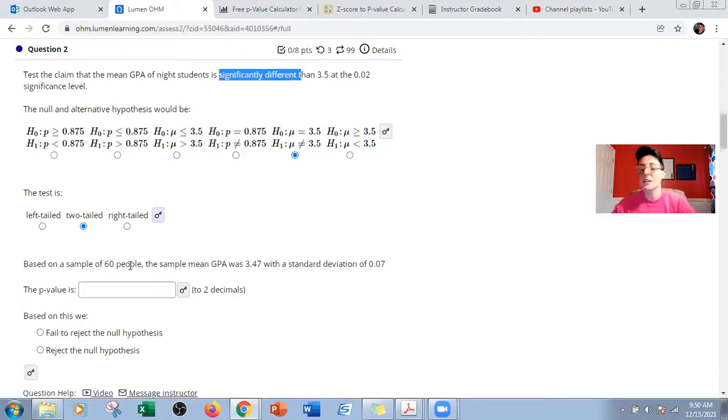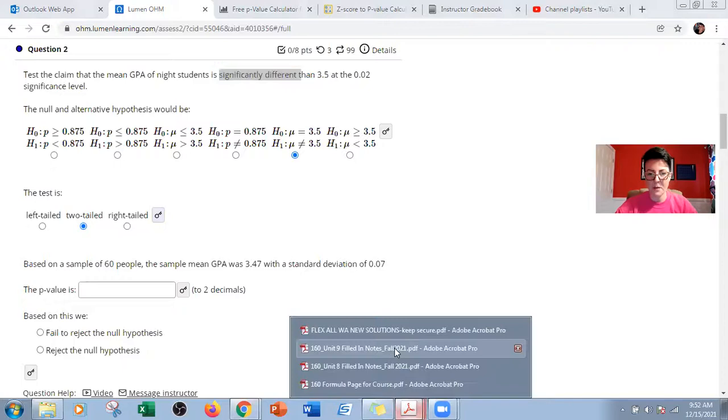Based on a sample of 60 people, so n is equal to 60, the sample mean GPA, our X bar, was 3.47, with a standard deviation S of 0.07. So we want to find the p-value given this information.